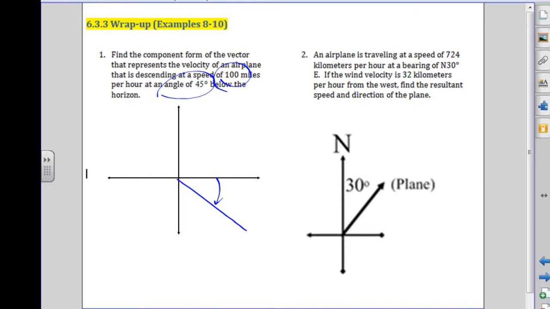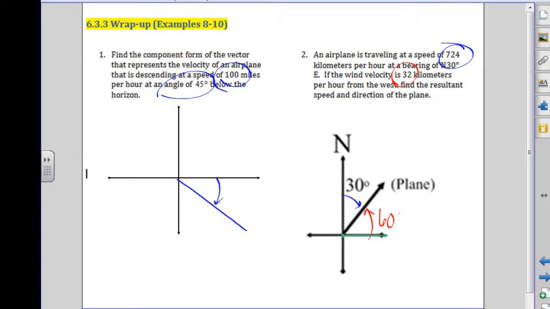And number 2, an airplane is traveling at a speed of 724 kilometers, so there's your magnitude, at a bearing of 30 degrees. So that's 30 degrees here. As far as the unit circle calculations, that's 60 degrees. And the wind velocity is 32 kilometers, so a second magnitude. It's blowing from the west, so the wind is actually headed to the east. So it might be helpful to get that in there. Let's see, 32 kilometers from the west. So it's pointed to the east.